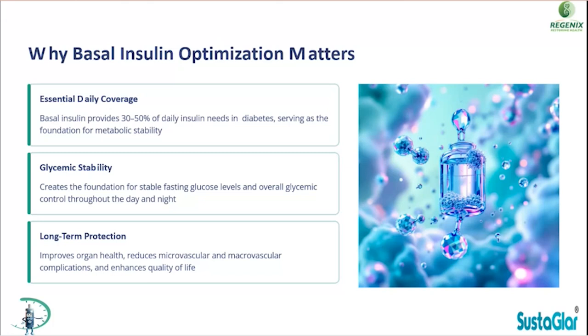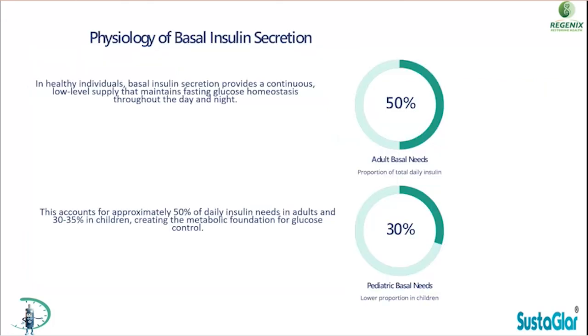That's a very important foundation for metabolic stability, and basal insulin also gives glycemic stability. With stable fasting sugar, it can provide overall glycemic control throughout day and night. There is long-term protection from micro and macrovascular complications with basal insulins, which also enhances the quality of life of our patients. Now, the physiology of basal insulin secretion.